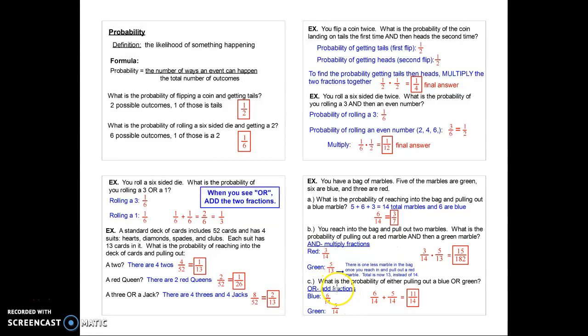Okay, another example. What is the probability of either pulling out a blue or green? So again, or means we're adding the fractions. So I'm going to first find the probability of a blue, which is 6 out of 14. Probability of green, there was 5 out of my 14, so I'm going to add them together. Again, they have the same denominator, so I can just add my numerators and keep the denominator. 6 plus 5 is 11. My denominator stays a 14. So my probability is 11/14.